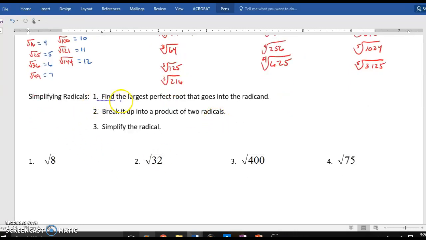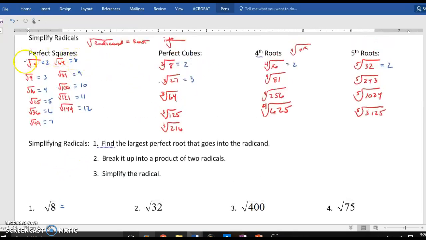Now, to simplify radicals, we find the largest perfect square that goes into the radicand. And we break it up into a product of two radicals, right? And then we simplify the radical if it can. Remember, if it's not a perfect square, we leave it inside the radical. So, root 8, right? What's the largest perfect square from this list that goes into 8?